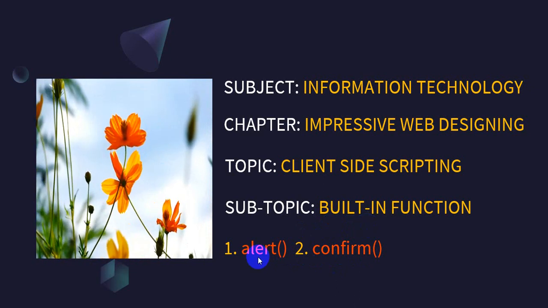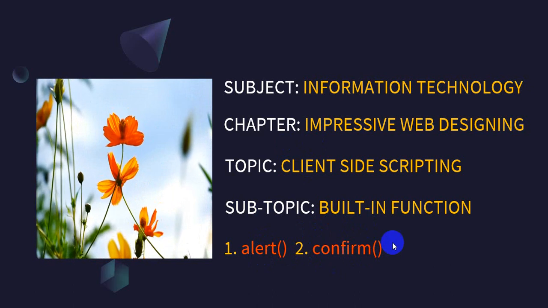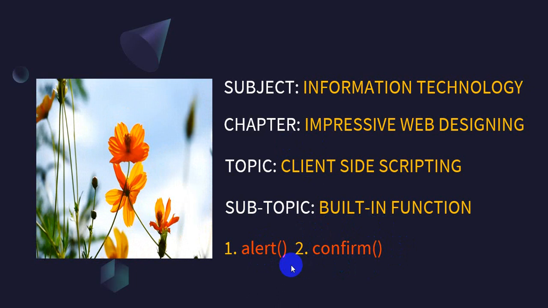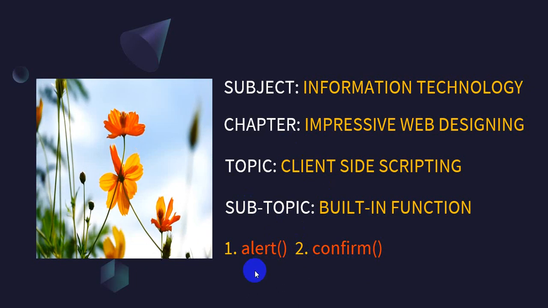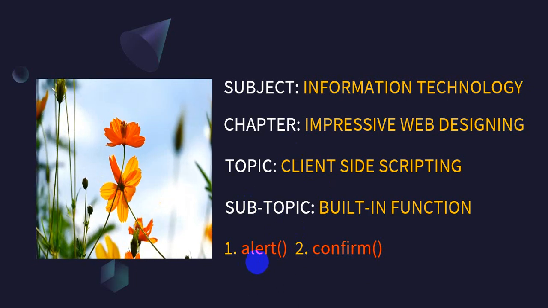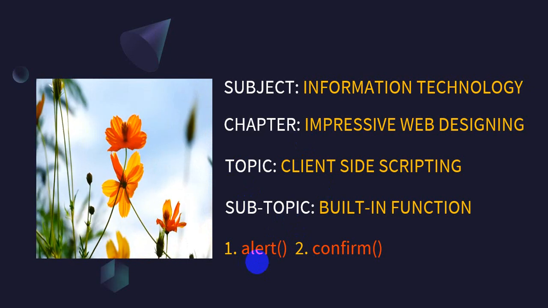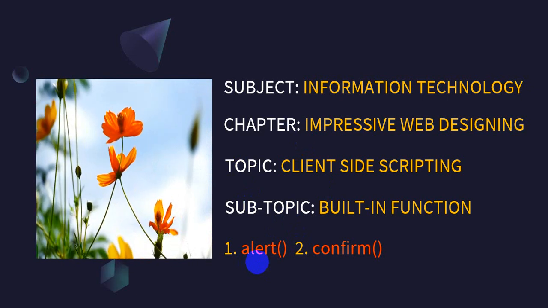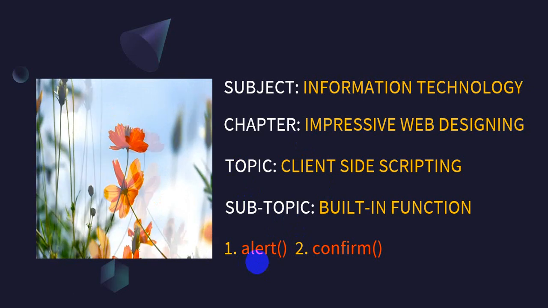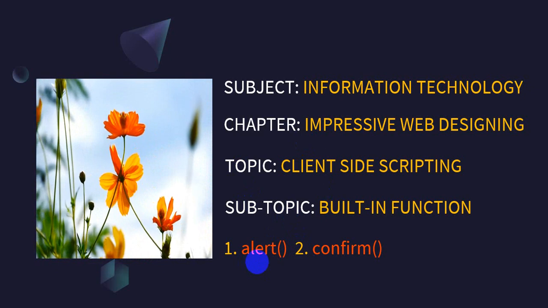Okay, so first we will see what an alert function is, and then we will see what a confirm function is. As the name is very self-explanatory, the alert function will alert the user. If you don't know exactly what alert means, the meaning or definition of alert is that we are going to alert someone. Whom are we going to alert? The user who uses your website or your application.